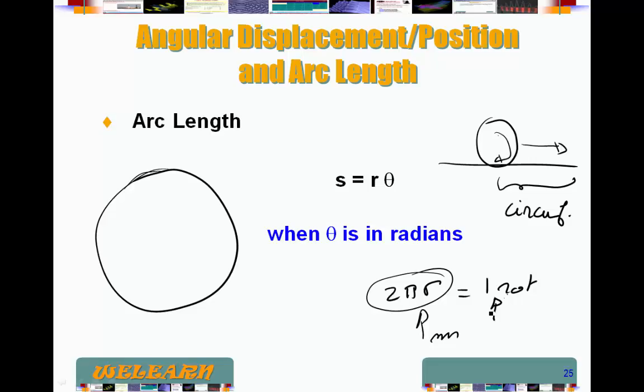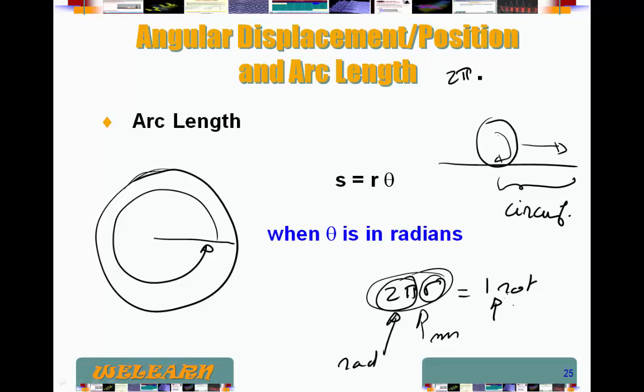One rotation corresponds to what? The radius times 2 pi. So 2 pi actually corresponds to the angle the wheel has rotated when that angle is expressed in radians. In other words, 2 pi radians is equal to one rotation, or 2 pi radians is equal to 360 degrees.